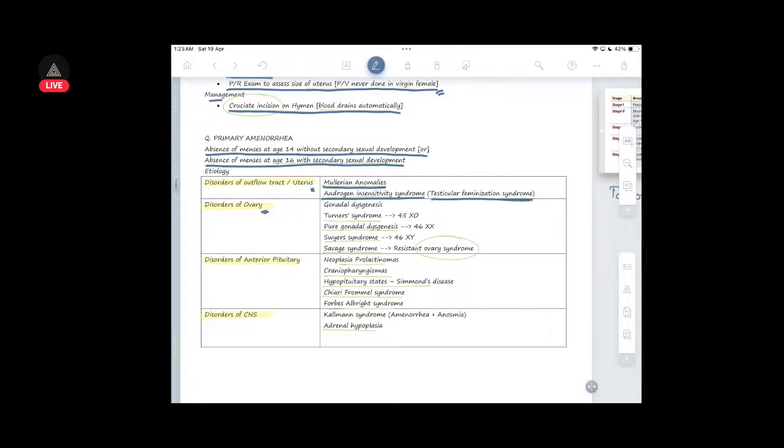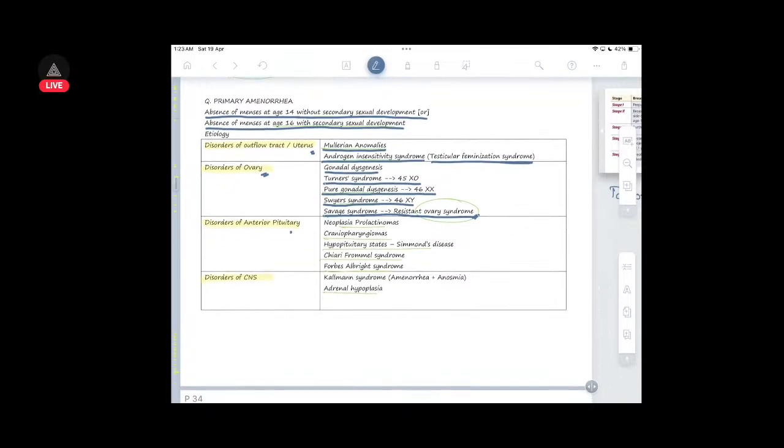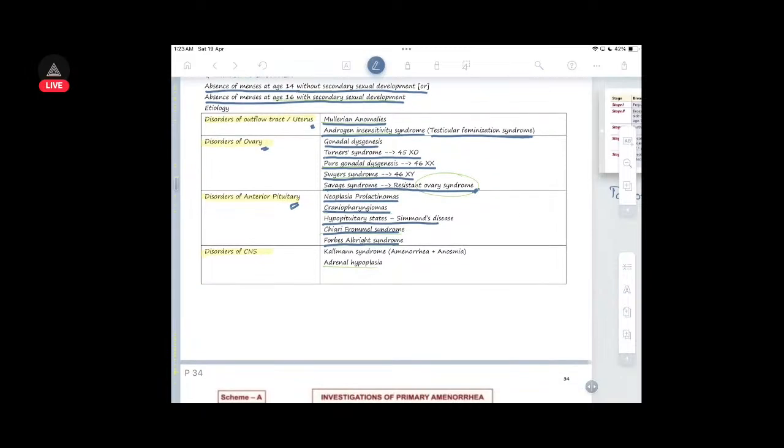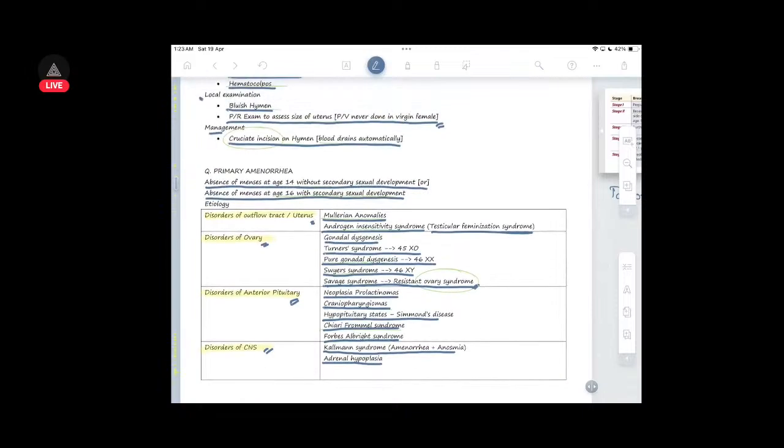Disorders of the ovary: you have gonadal dysgenesis, Turner syndrome, which is 45,XO, pure gonadal dysgenesis, which is 46,XX, Swyer syndrome, which is 46,XY, and Savage syndrome, which is resistant ovary syndrome. Then disorders of the anterior pituitary: you have neoplasia, prolactinomas, craniopharyngiomas, hypopituitary states, Simmonds disease, Chiari-Frommel syndrome, and Forbes-Albright syndrome. You have disorders of the CNS, which is Kallmann syndrome, which is amenorrhea with anosmia and adrenal hypoplasia. This is primary.